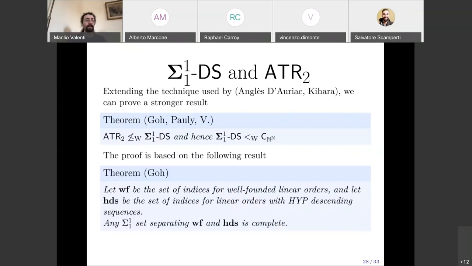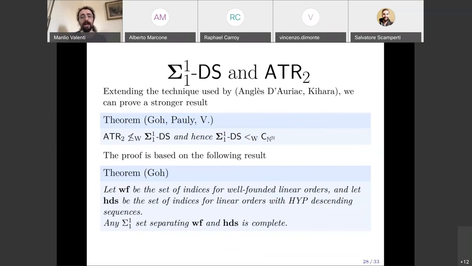The proof is based on the following result. This is a theorem Junlo puts in his thesis. It's also, in turn, based on an unpublished result by Harrington. And this result can be stated as follows. Let WF here be the set of indices for well-founded linear orders. On the other hand, you fix the set here, HDS, as the set of indices for linear orders with hyperarithmetic descending sequences.